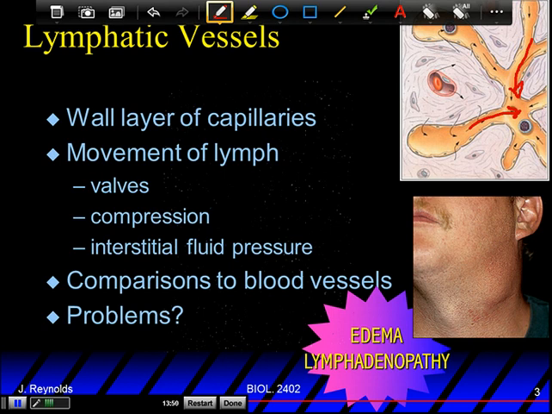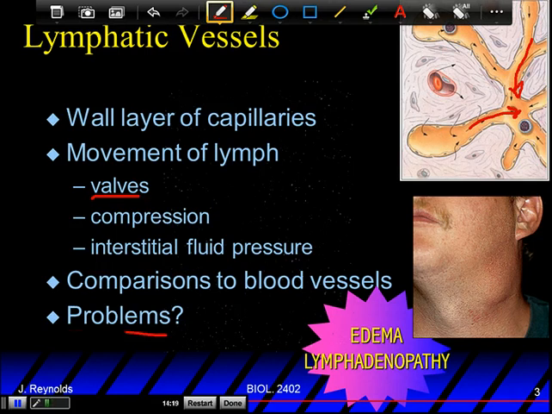Okay, then third, there are valves. So in the larger lymphatic vessels, not the capillaries, you don't see any right there, but in the larger vessels there are going to be one-way valves. And again, the fluid goes right through the valve. The valve is not flipping and moving the fluid along, but when the fluid is tending to drop back down again, particularly in your legs, the valves close and don't let the fluid drop.